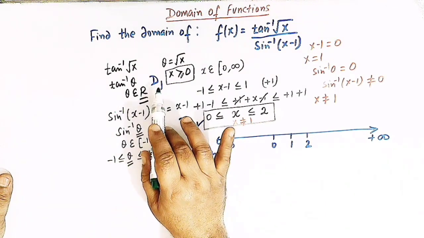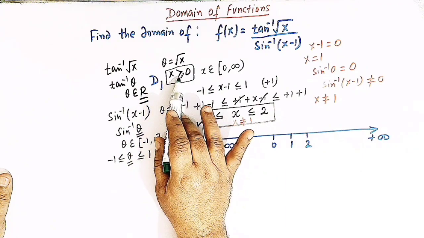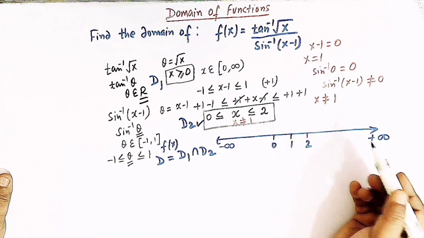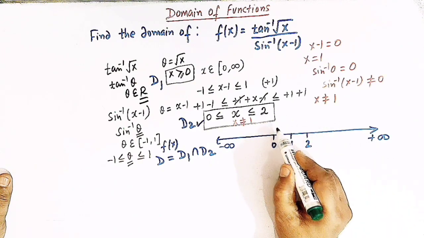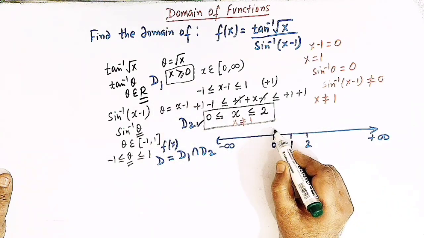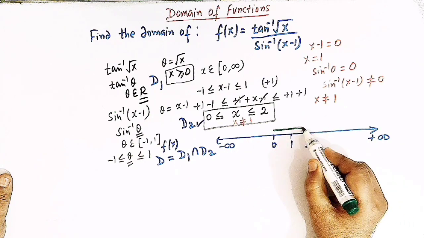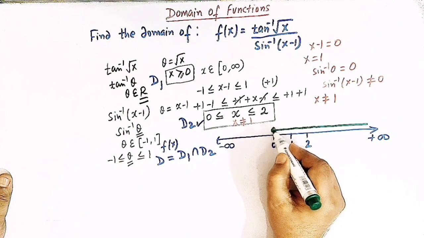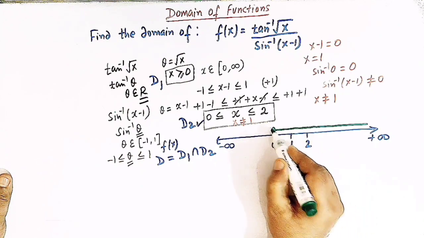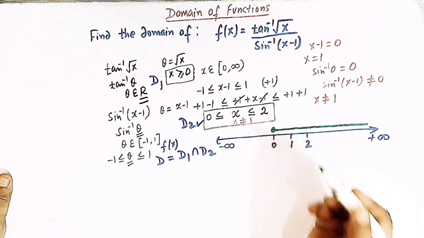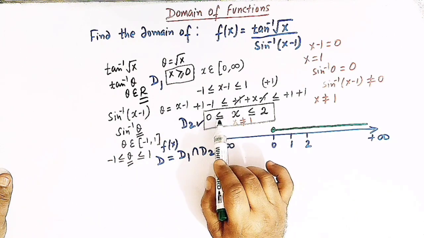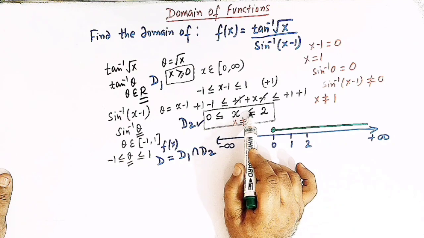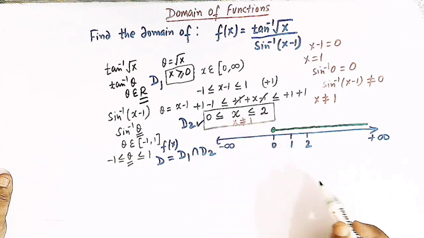So now the domain D1 is given by x greater than or equal to 0, right? So we have this region, that is x greater than or equal to 0 is given by this region. Here this 0 is included, so we make it dark, and then we have x greater than or equal to 0 but less than or equal to 2, right?